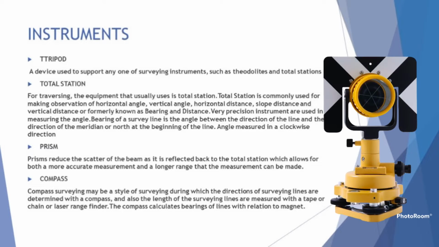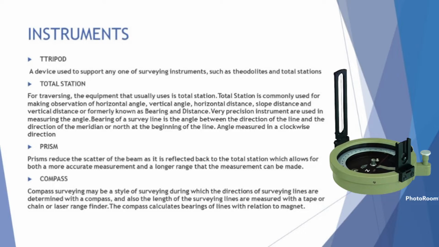Next, prism. The prism reduces the scatter of the beam as it is reflected back to the total station, which allows for both a more accurate measurement and a longer range that the measurement can be made.